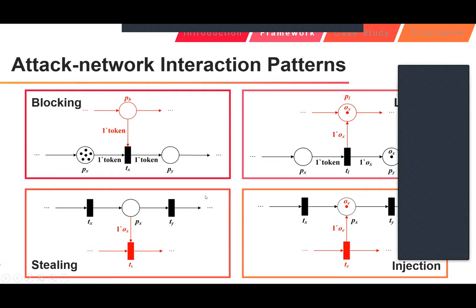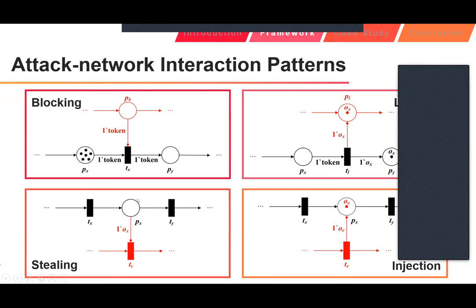Let's see what the attack network interaction patterns are. The first one is blocking. Blocking is a behavior that blocks the process execution and controls when it can be continued. As we can see, place PB of the attack net blocks transition TX of the original net. The second pattern is leakage. Leakage refers to a behavior that discloses some important information to attackers unintentionally. In the figure, token OX flows to the attack net without attention of the original net.